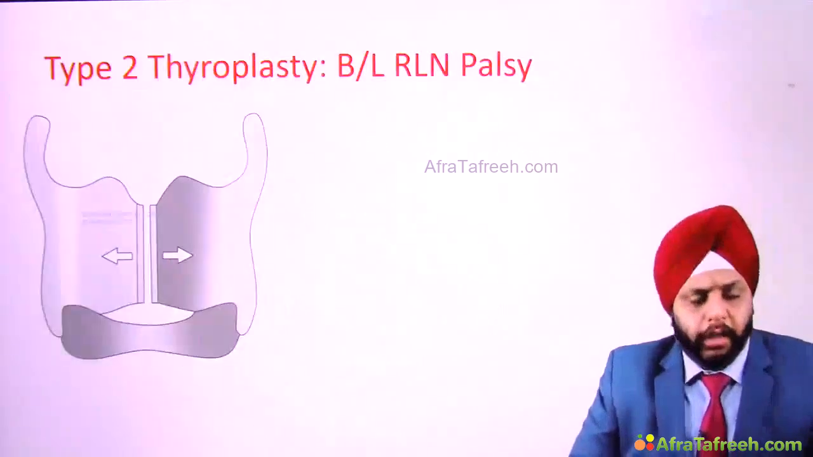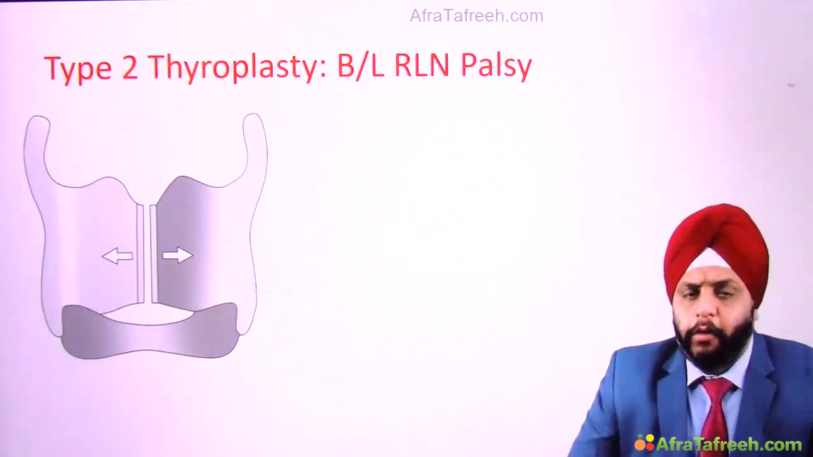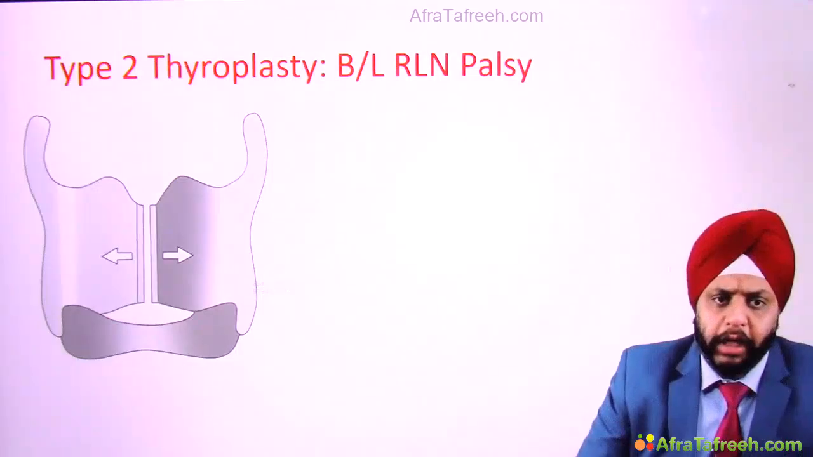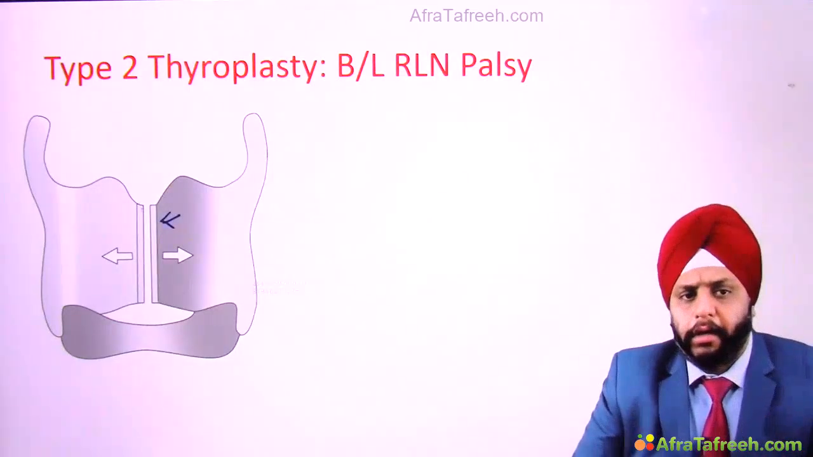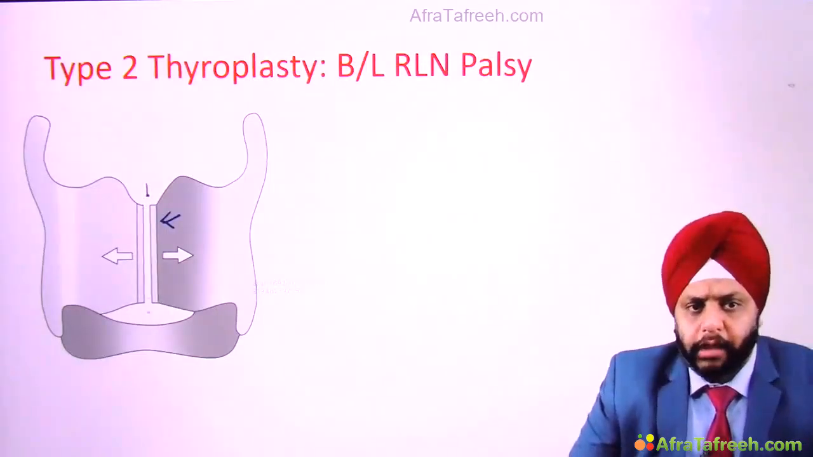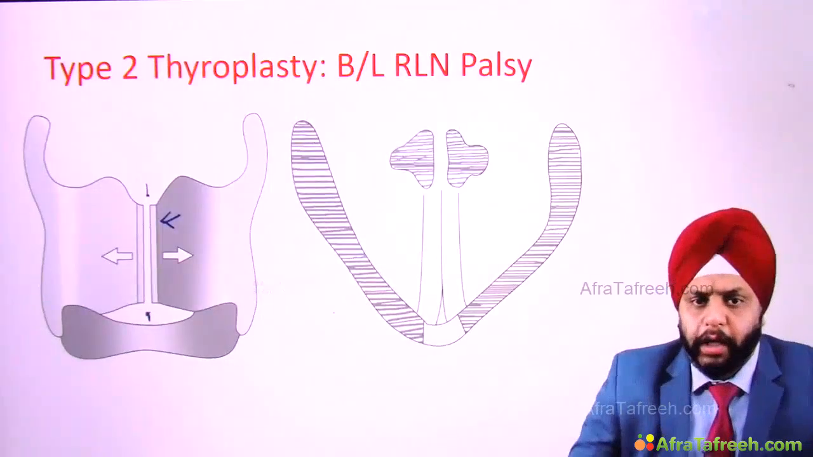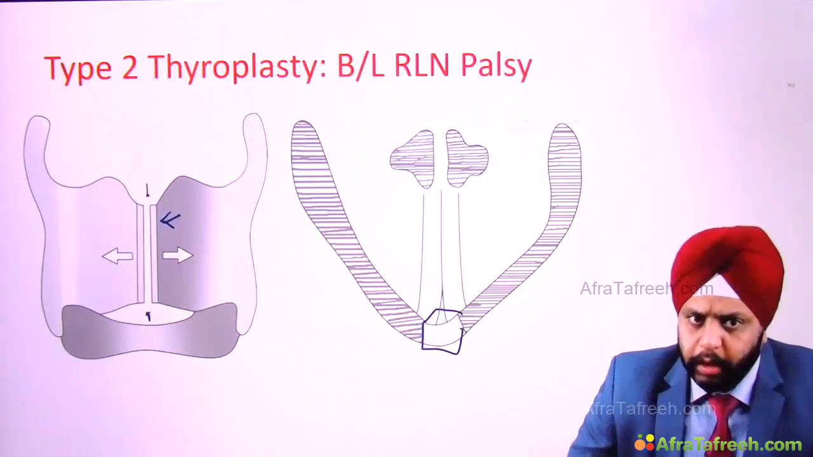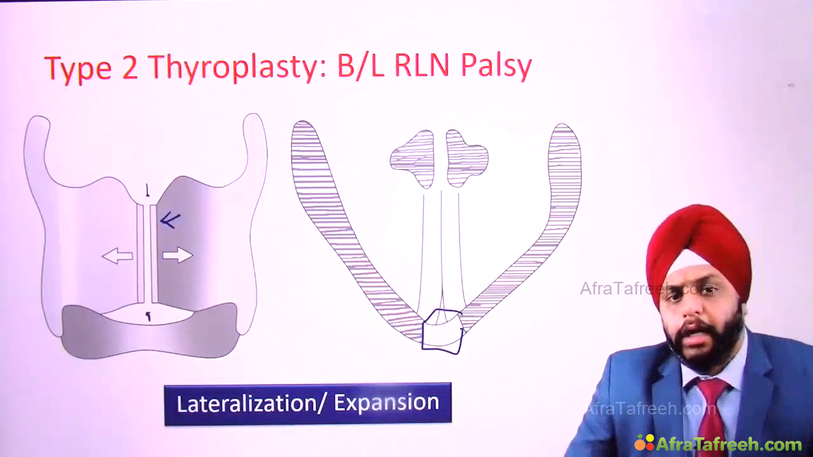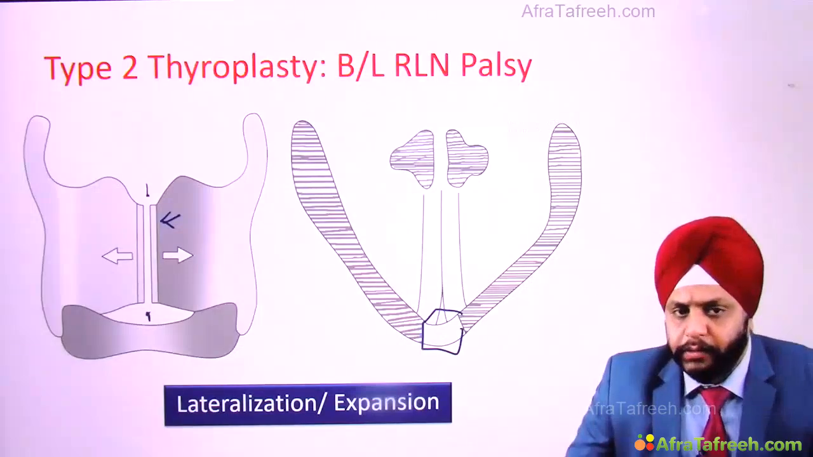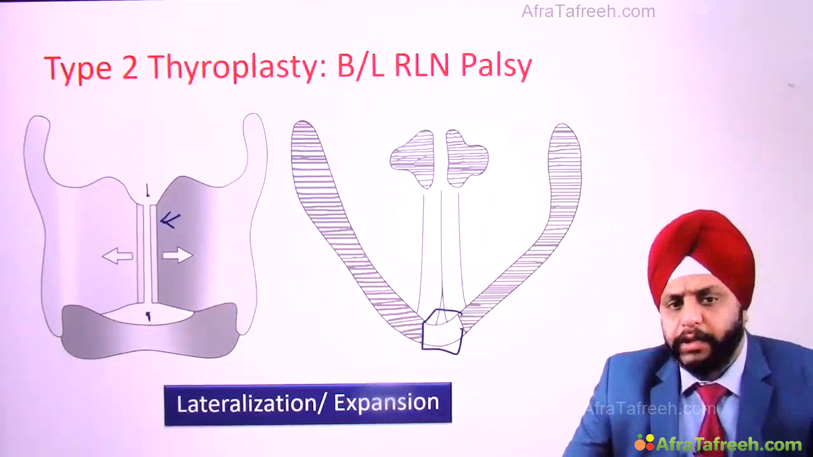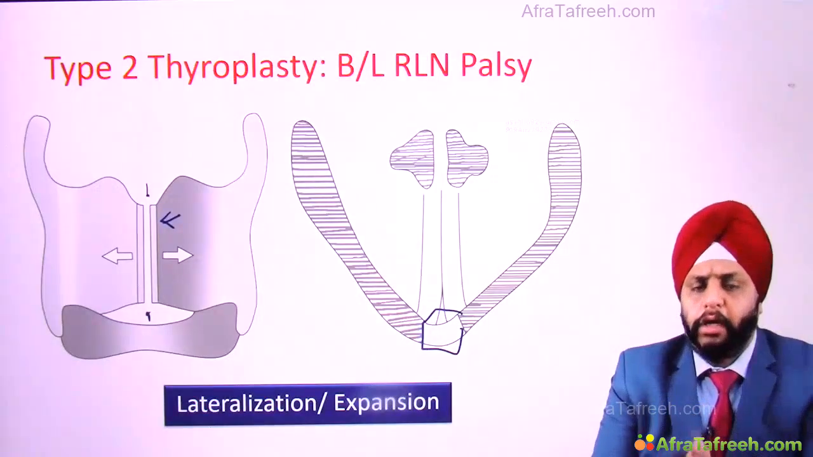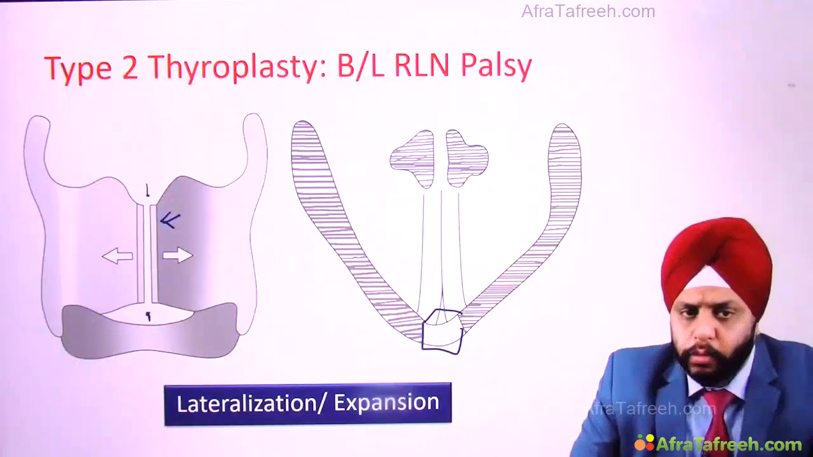Okay, so what is done in type 2 thyroplasty? Type 2 thyroplasty is lateralization thyroplasty. So what you do over here, you give a midline incision in the thyroid cartilage. You can see over here, this thyroid cartilage is cut in the midline, and then you place a block over here. You can place a silicone block and separate the two vocal folds. Okay, so that is one way of doing the lateralization or expansion laryngoplasty. Lateralization thyroplasty or expansion laryngoplasty means the same thing. So you cut and you place a block. Okay, so that is known as type 2 thyroplasty.